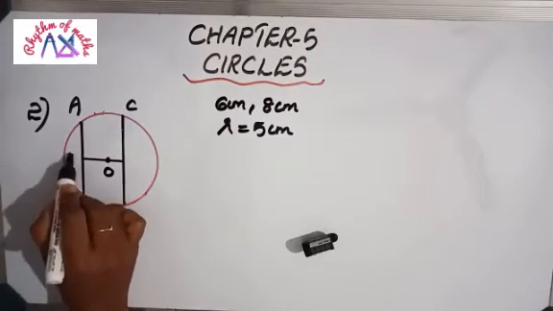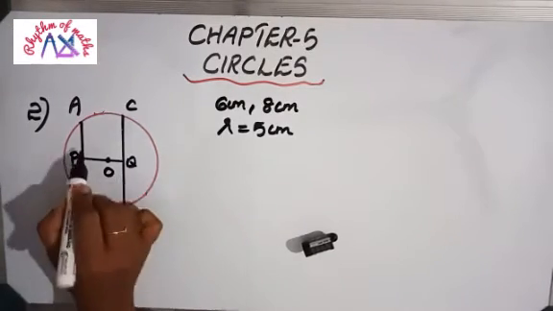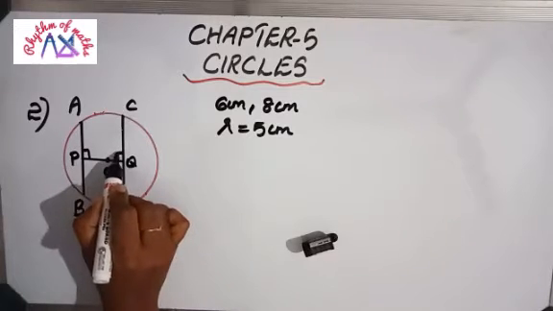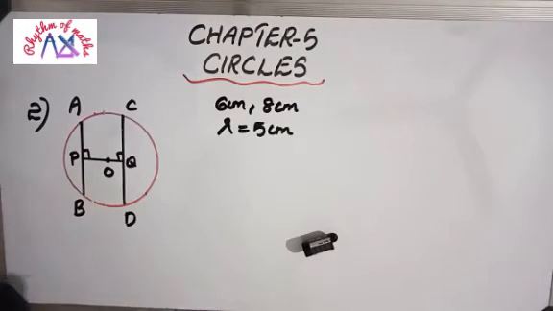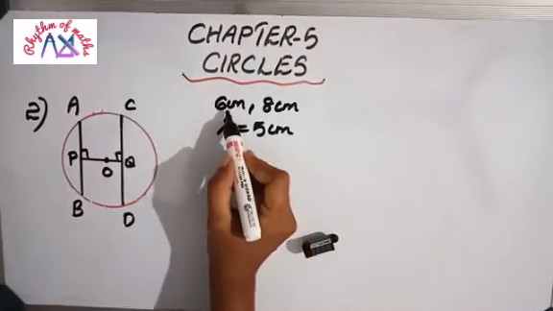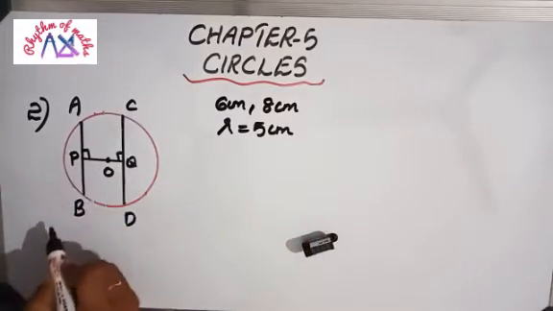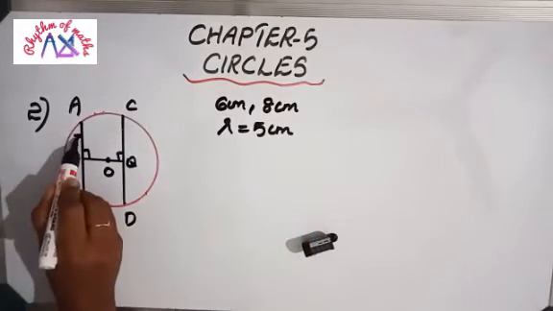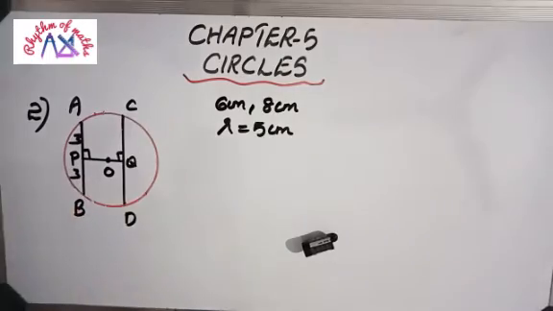So let's mark these points as P, Q. And we know distance is always what? Perpendicular, that is 90 degrees. Now the first chord is 6 centimeter. So both halves will be what? 3 each. This is 3 and this is also 3.